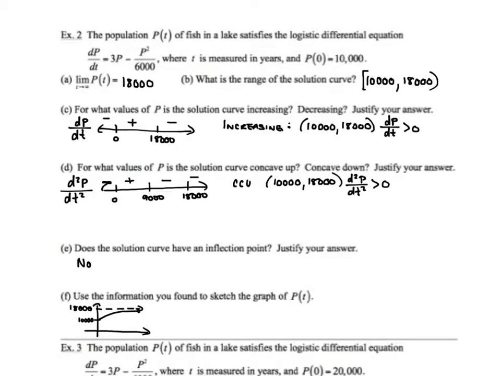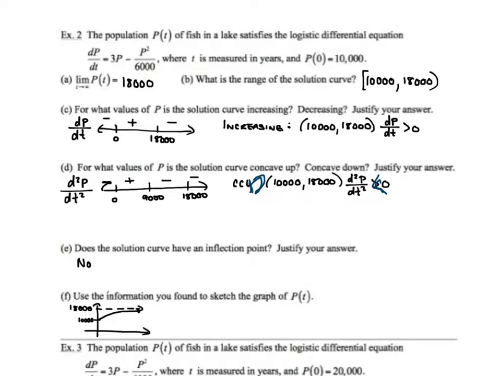Okay, here's example 2. The limit is 18,000. The range is from 10,000 to 18,000. I took the number line from example 1, so it's increasing from 10,000 to 18,000, and it's concave up from 10,000 to 18,000. This time, there is no inflection point because the inflection point is not included in the range of the solution curve. So since 9,000 is not in the range, we're not going to include it as an inflection point. That means that it's always concave down, and less than 0. So it's always concave down from 10,000 to 18,000. And that's about it for that one.